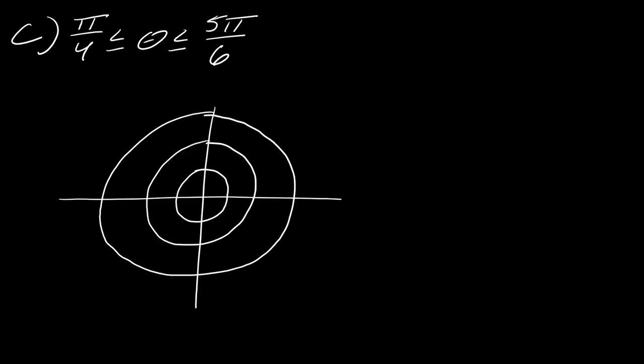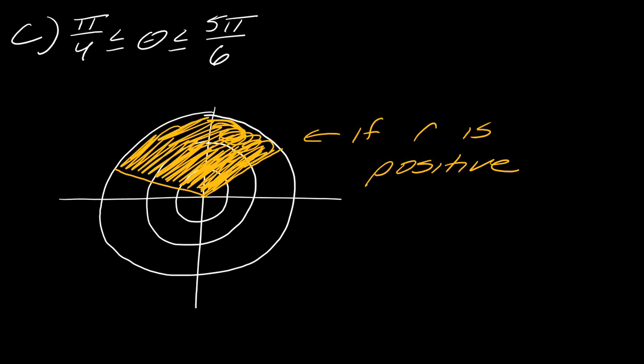So in this case, I have my different circles, but my r doesn't matter, right? So I can first think about just where is between pi over 4 and 5 pi over 6. So this would be the different thetas that I need if my r was positive, right?